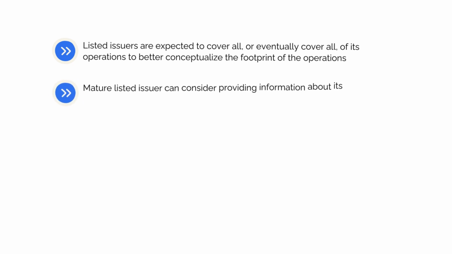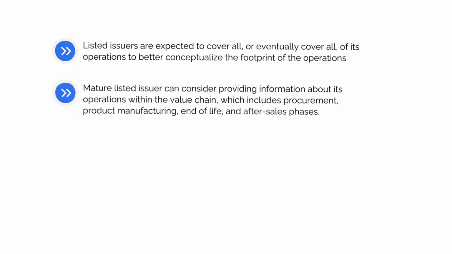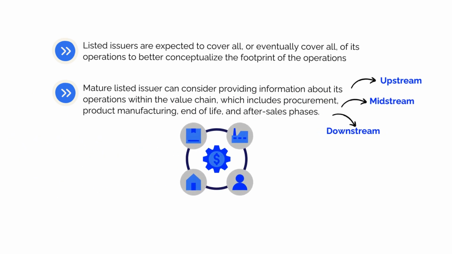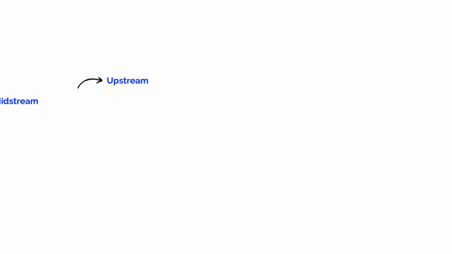For advanced disclosure, mature listed issuers can consider providing information about their operations within the value chain, which includes procurement, product manufacturing, end of life, and after-sales phases. The value chain is further defined as upstream, midstream, and downstream. Disclosing the value chain in the scope shows readers that the listed issuer understands the impacts of its activities and reinforces its dedication to integrating sustainability into its operations.